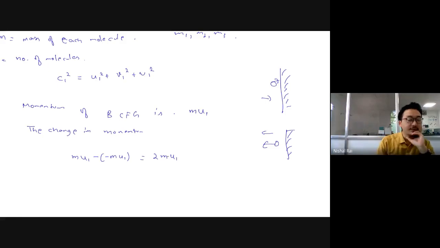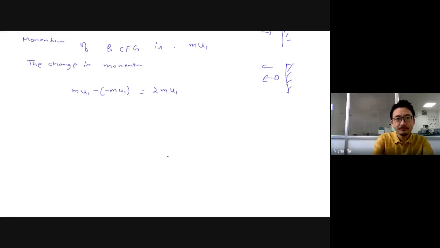Now, what is the velocity of the molecule? It is u1. The time interval between two successive impacts on the wall BCFG, on your right wall, is how much? Clear?